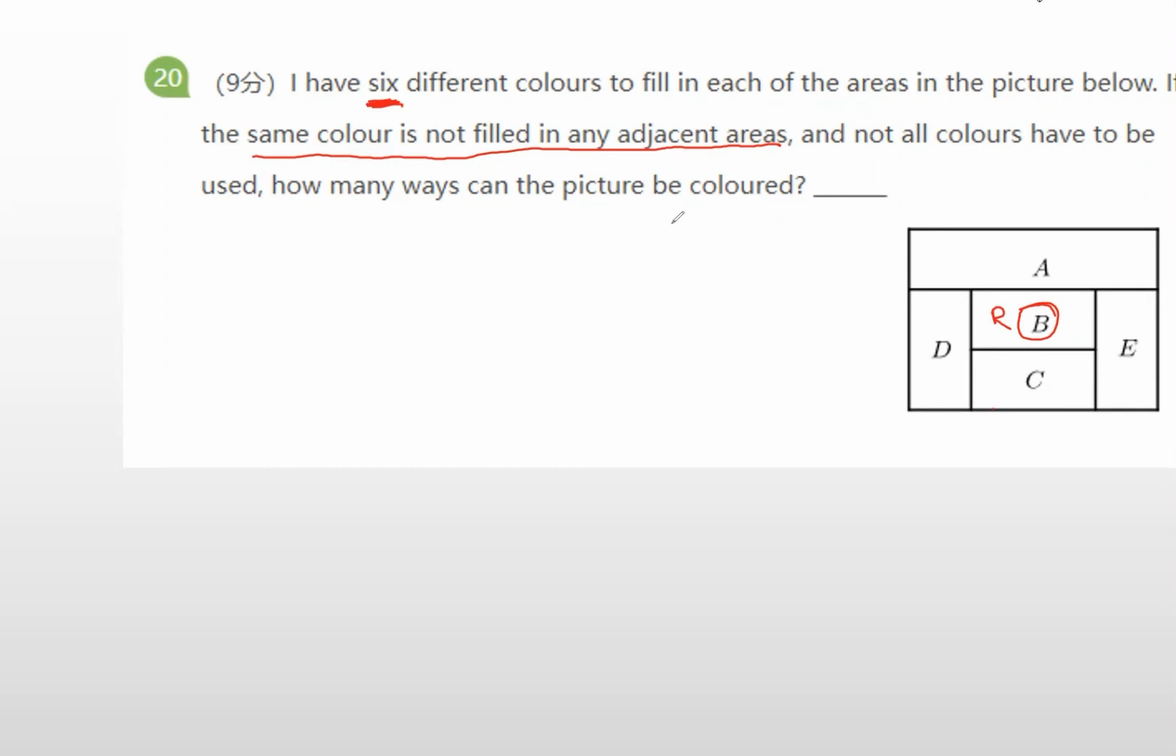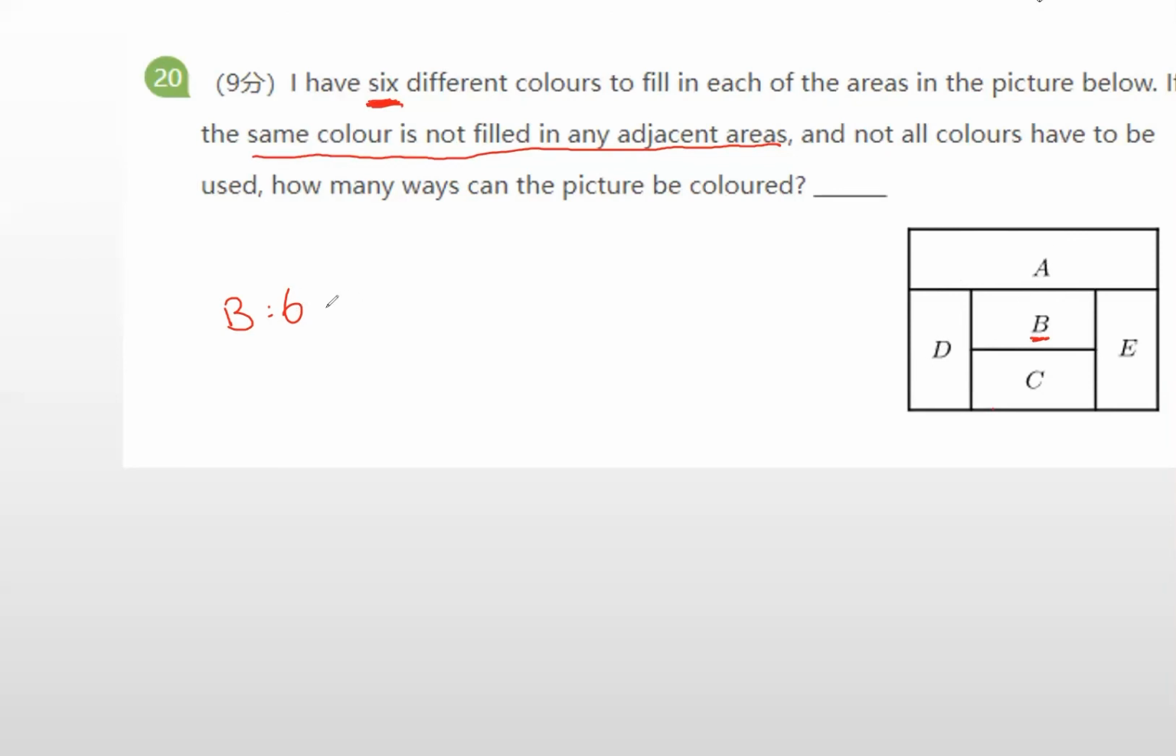So if we colored box B first, how many different colors can I put here? That's six different colors, right? In box B, we have six. Then we can start with any other box, it's fine, because all other boxes, apart from B, will have contact with two other boxes. E is going to have A and C, and C has contact with D and E. So we can start with any box afterward.